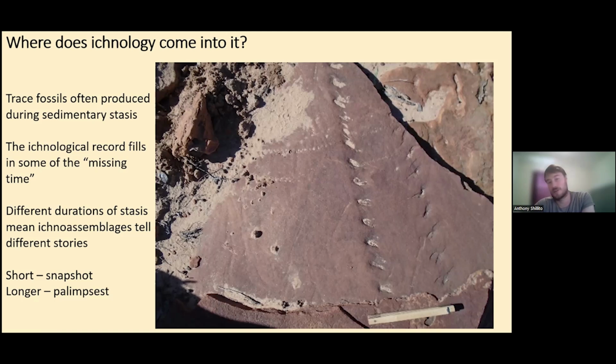And different durations of stasis in different depositional environments mean that different ichno assemblages will tell different stories. If we've got short durations of stasis, then we're getting a snapshot of a second, a minute, an hour of what animals did in a short time frame together on a bedding surface. Whereas with longer time frames, we might get a palimpsest. We might see how communities changed over a month, a year. So having an idea about duration of stasis really helps us to make better interpretations based on our observations.